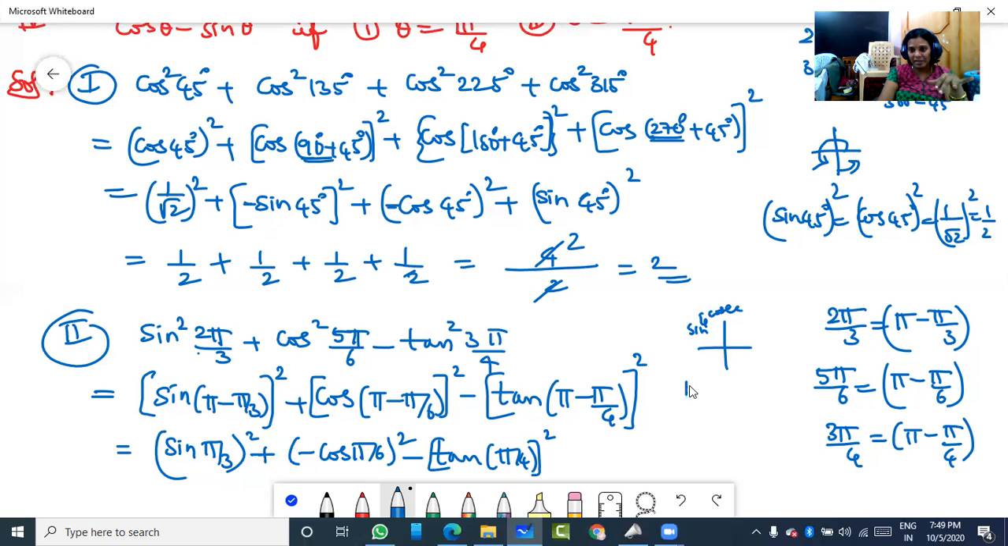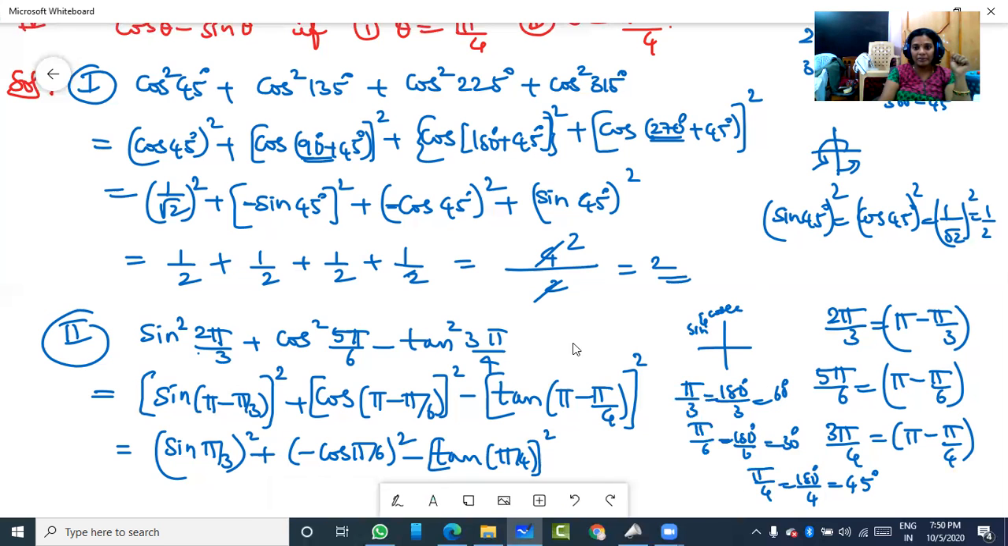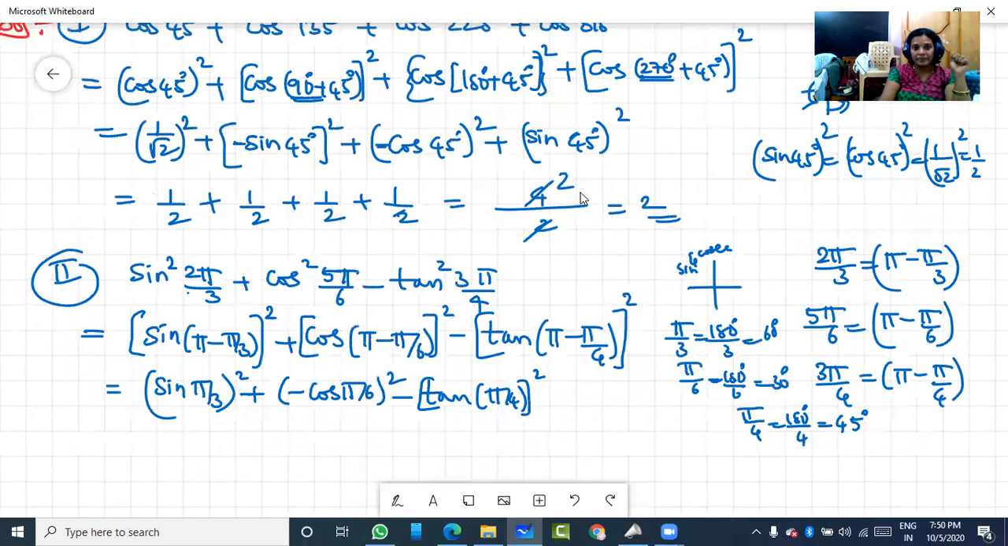And again, we can check out pi by 3 means it is 180 degrees by 3 equal to 60 degrees. Pi by 6 means 180 degrees by 6, that is equal to 30 degrees. Pi by 4 means 180 degrees by 4. Do you have an idea about the angles?